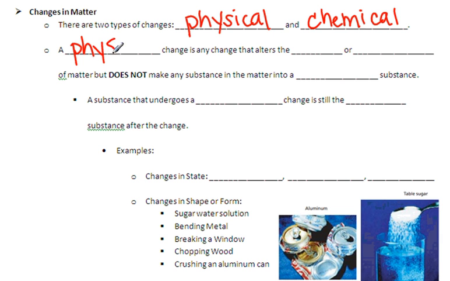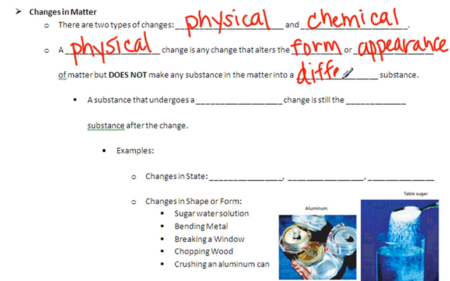Okay, a physical change is any change that alters the form or appearance of matter. So a physical change is any change that alters the form or appearance of matter, but does not make any substance in the matter into a different substance. A substance that undergoes a physical change is still the same substance after the change.